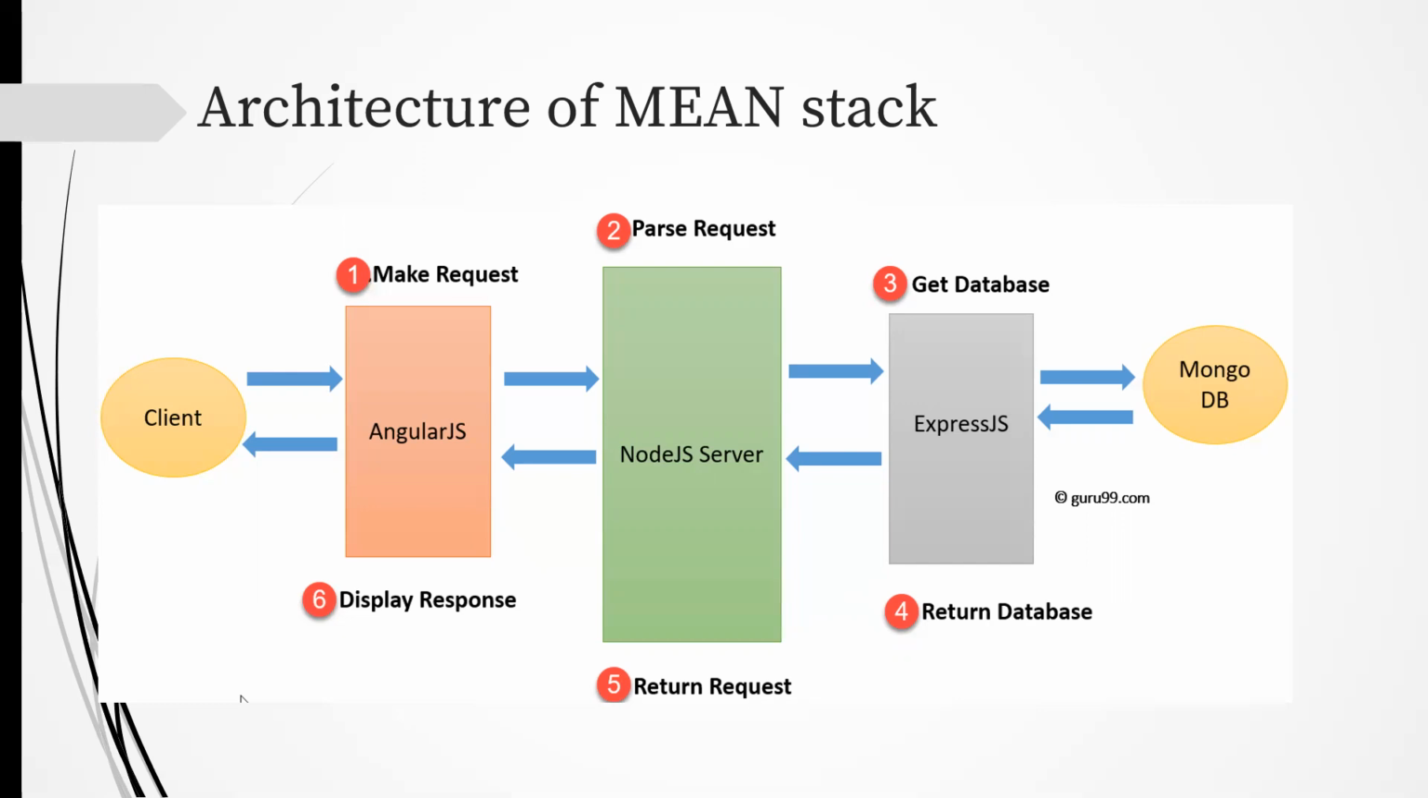And after performing all these operations, the MongoDB database gives the output to the client. But all these processes happen in the backend. So this is the architecture of the MEAN stack. We can see here that each and every step is given clearly.